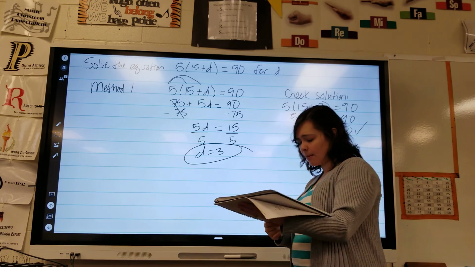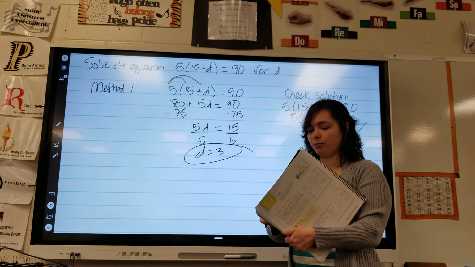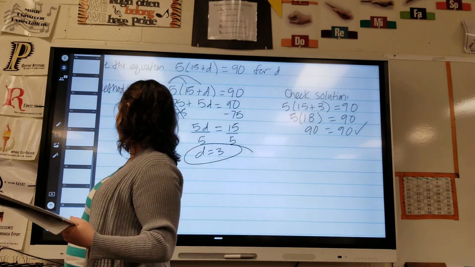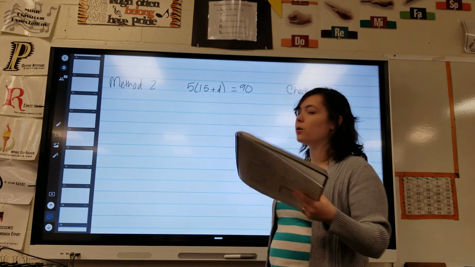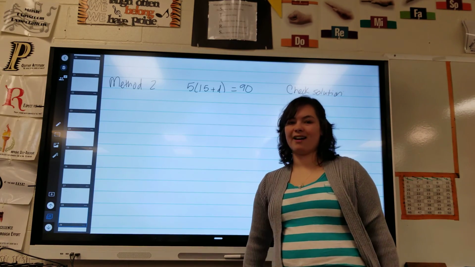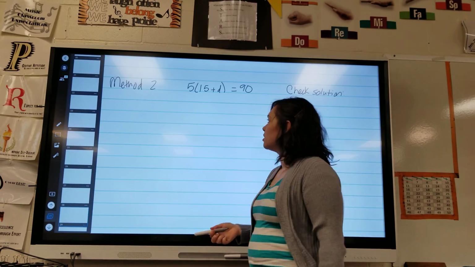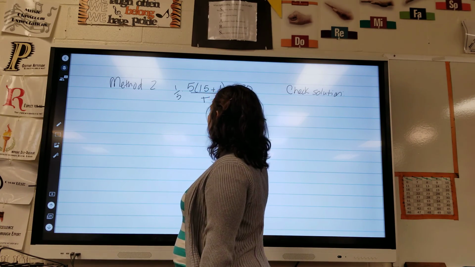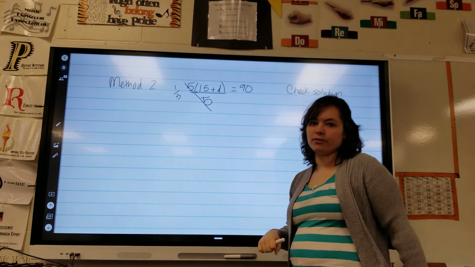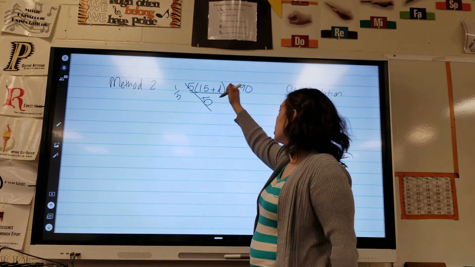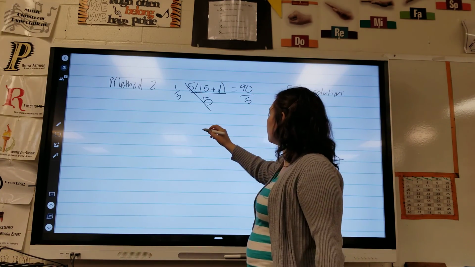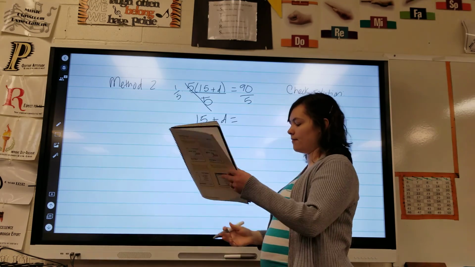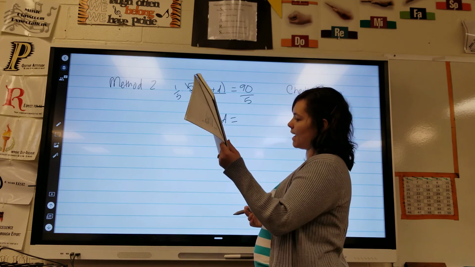Now, some of you may not have thought to use the distributive property, and that's fine. Let's look at a second way of doing this, okay? The second way is getting rid of the 5 right away without distributing it. You either multiply by 1/5 or divide by 5. When you do this, it cancels out. But whatever you do to one side, you got to do to the other side. Therefore, you have 15 plus D is equal to 90 divided by 5, which is 18.